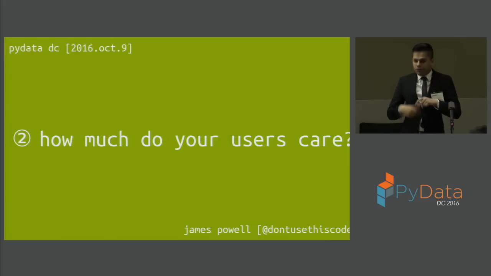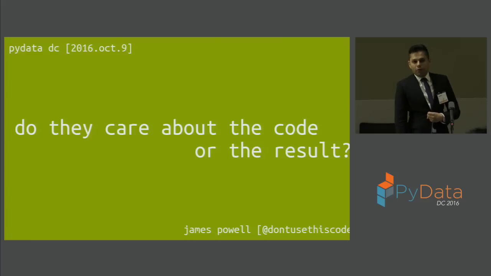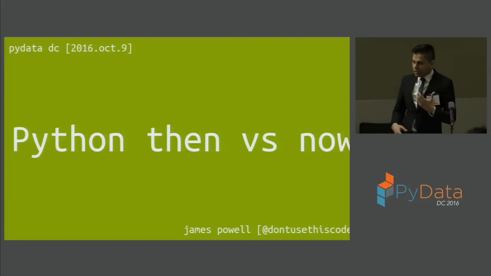The other consideration for setting this complexity budget, I think, is how much do your users really care? Do they care about the code, or do they just care about the results? And what is your expectation for them to learn about this artifact that you've created, this code that you've created? And I think if you return to Python, you can see this as well.